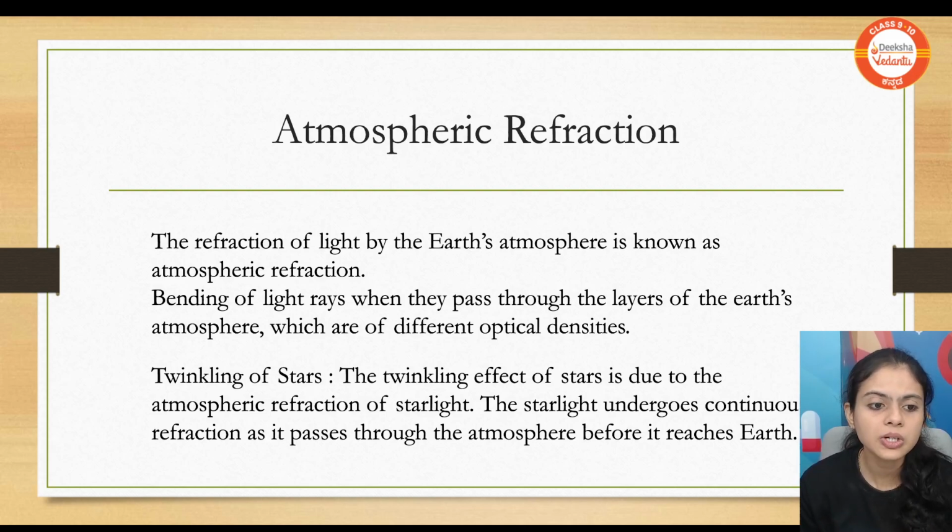You can read it out. The refraction of light by Earth's atmosphere is called atmospheric refraction. It is the bending of light rays when they pass from one layer of the atmosphere to another different layer due to the change in their optical densities. Clear?